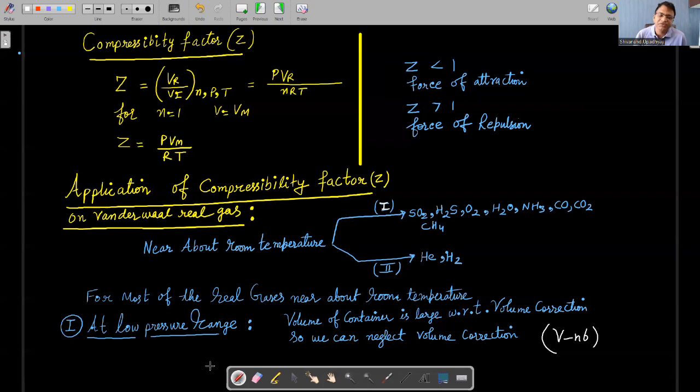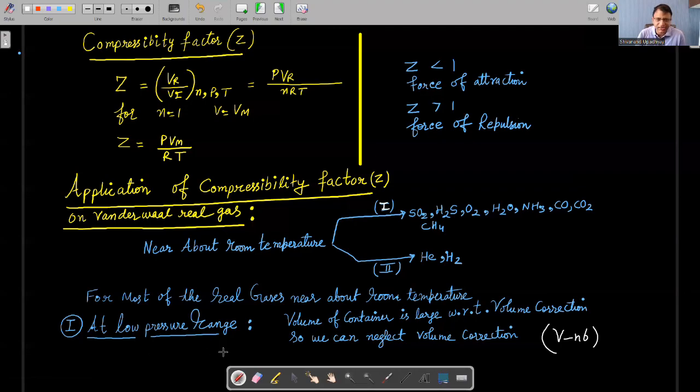In case of real gas, when we are saying that pressure is high, it means 400 atm, 500 atm, 600 atm. If the pressure is 1 atm to 10 atm or 20 atm, it is low pressure range for a gas. For high pressure range, it should be 400 atm, 500 atm, depending upon the gas, right? So it is a very large value of pressure. So when we are discussing the low pressure range, we are talking about 1 atm to 20 atm.